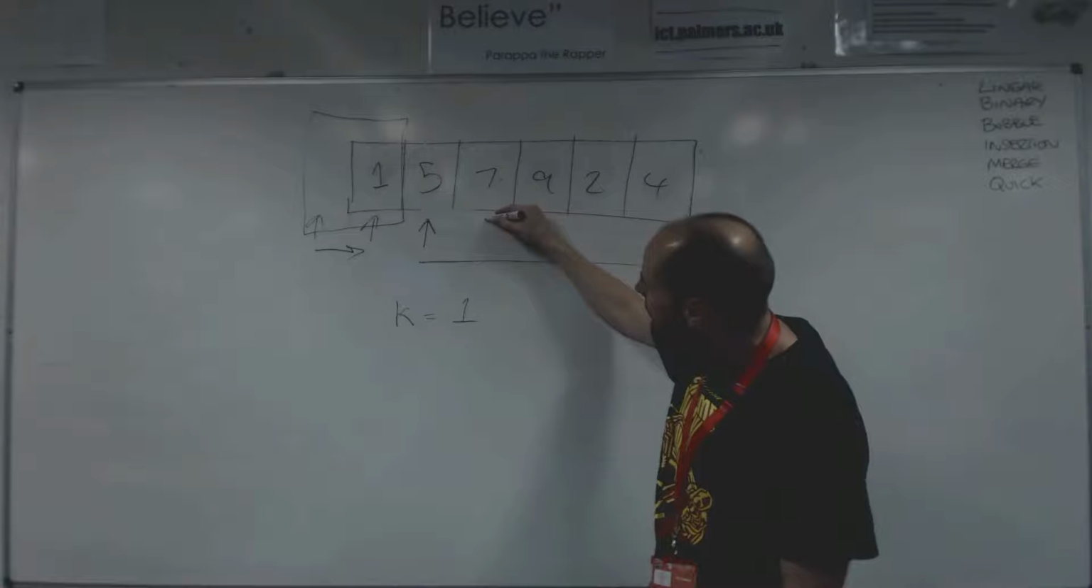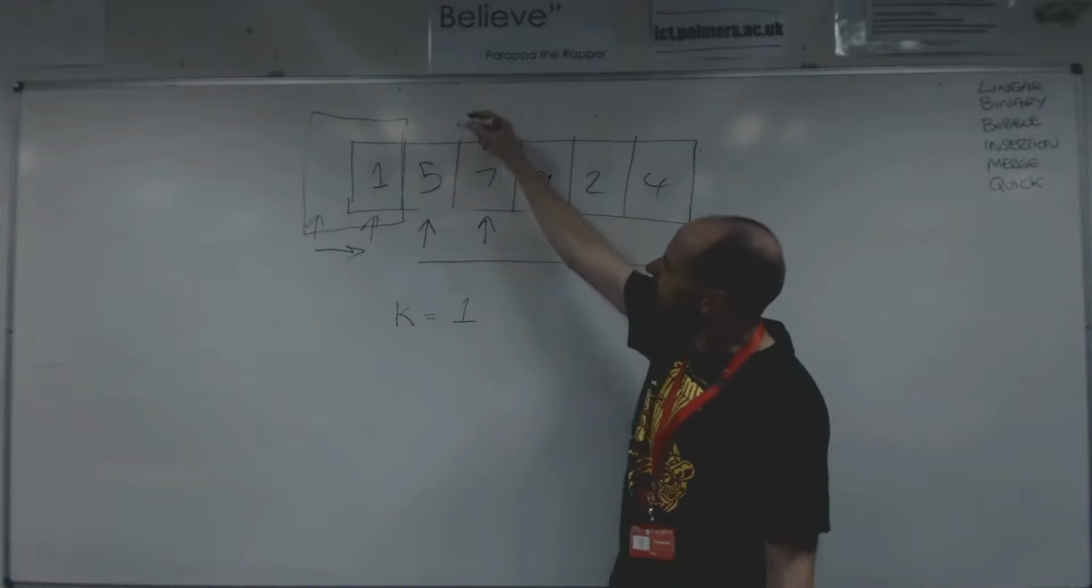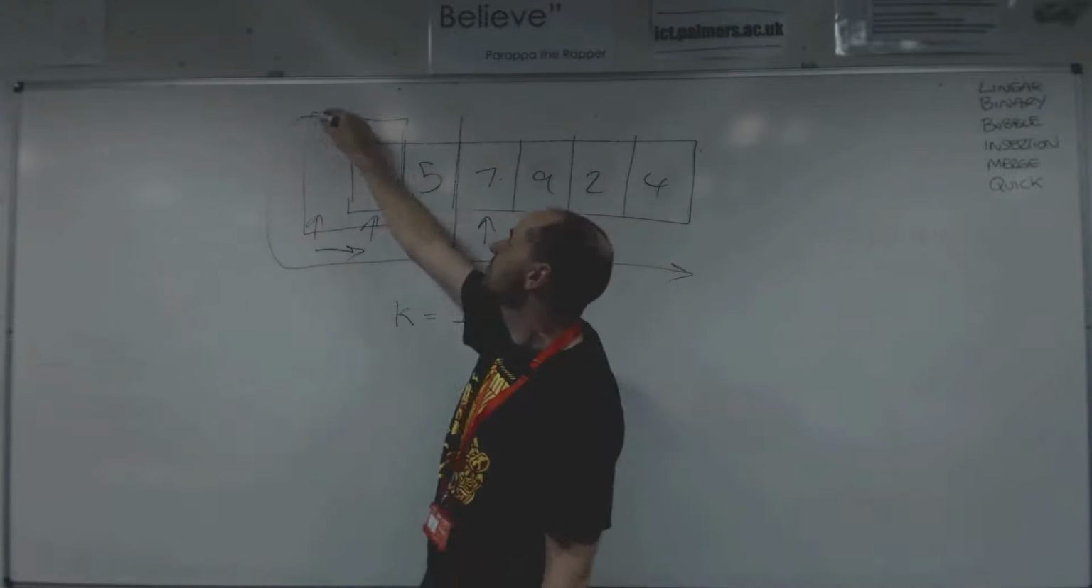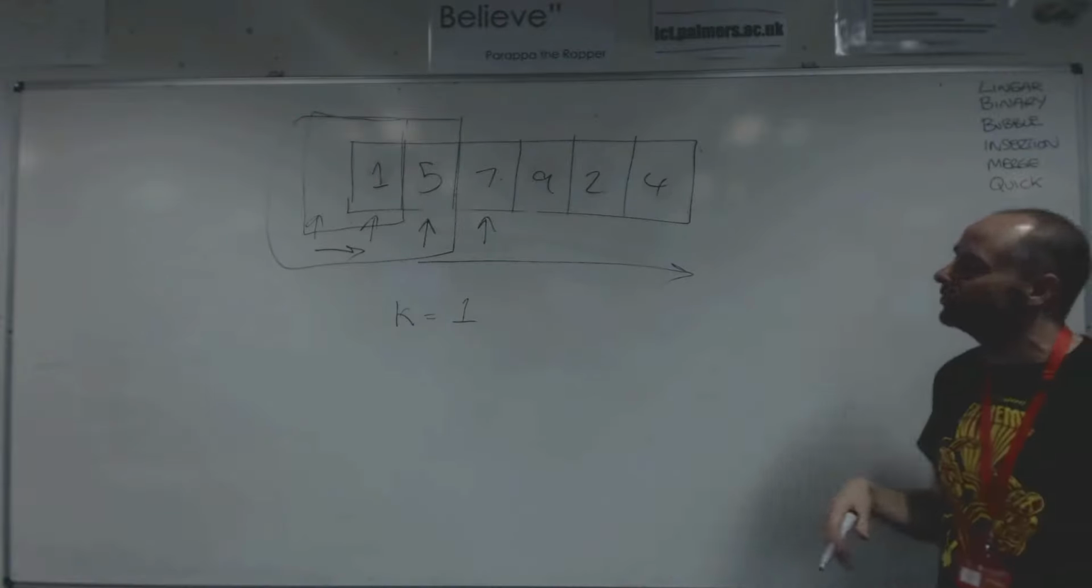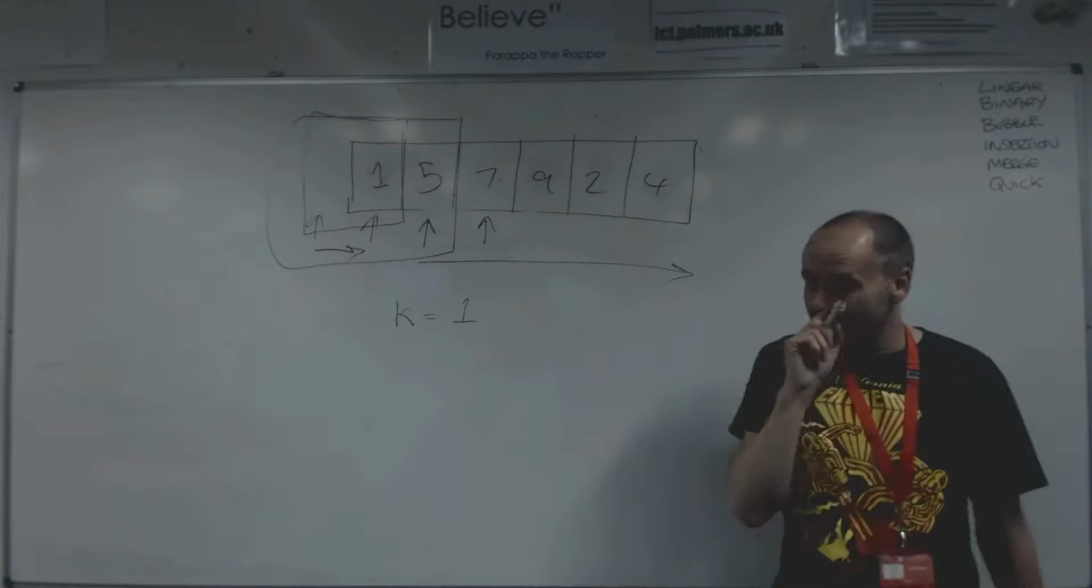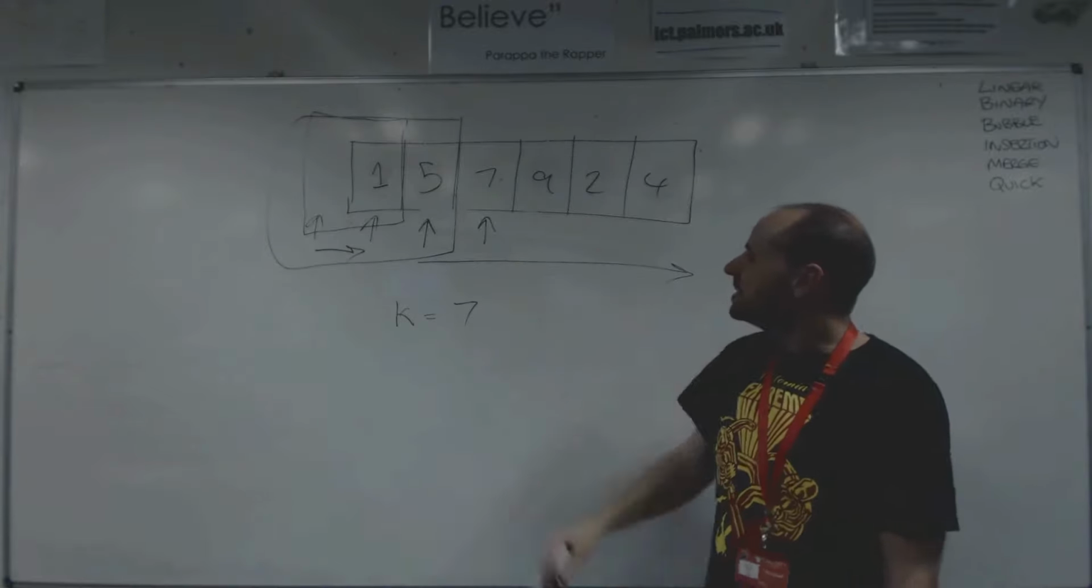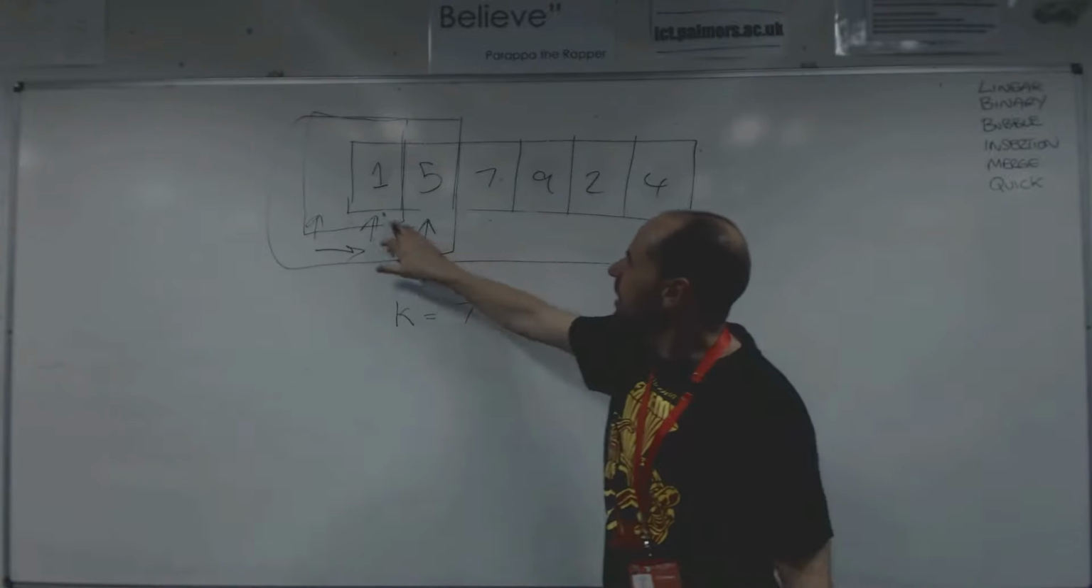And then what we do is we move on and we say, okay, we're going to now say that this part of the list is sorted. And you can see that that is sorted, 1 and 5, they're in the same order. So we go for the 7 next. So we say our new key value is 7.